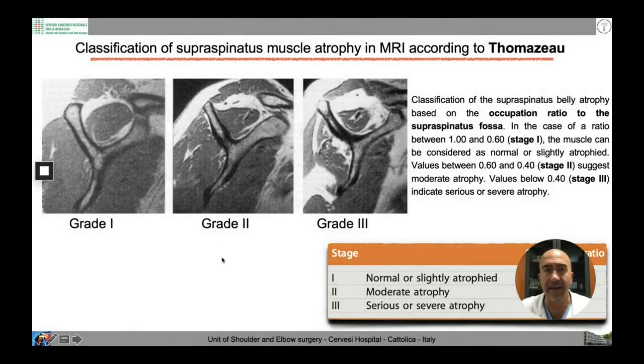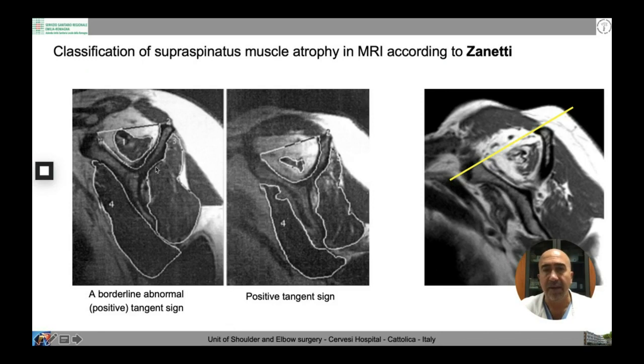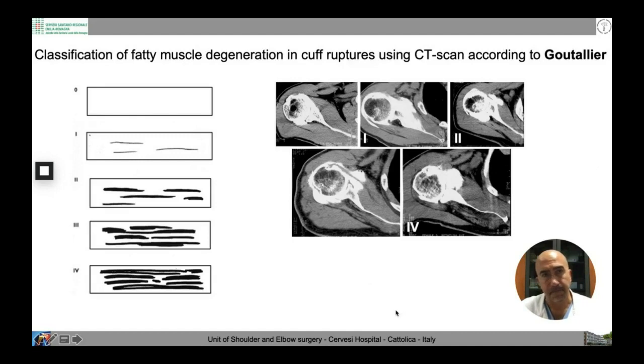You can have a classification even of the atrophy of the muscle. This one was made by Thomazeau, depending on the atrophy of the muscle. And there is the tangent sign explained by Zanetti, where, with the tangent between the posterior part of the scapula and the anterior part, you can have the muscle inside or outside this tangent sign. The first classification I would like to remember was made by Goutallier, where you can evaluate on a CT scan the presence of fat inside the muscle.